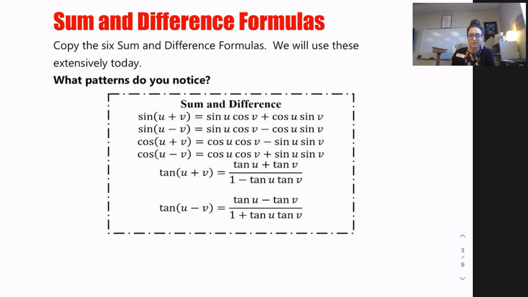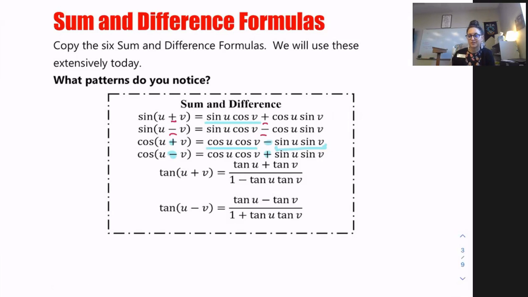Maybe some patterns you notice are that when you're doing sine, your signs stay the same, like plus plus, minus minus, right? But when we're doing cosine, our sign, as in S-I-G-N, switches, correct? Also, with sine, you have sine and cosine together, but with cosine, you've got your cosines together and your sines separate, okay? So we are going to use these a lot today. For now, you can have those formulas in front of you. We will talk about what you'll need to memorize in class.